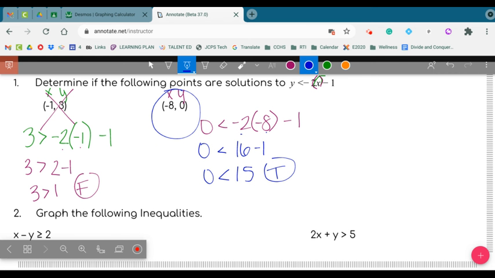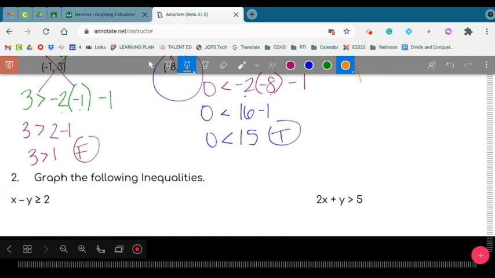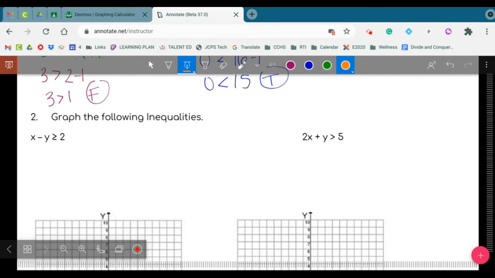Another way you can do this is you can graph it in your graphing calculator, and you can determine, okay, which way am I shading, and is that point in the shaded region? So if you don't want to plug it in, because I know it's kind of tricky, just keep that in mind.